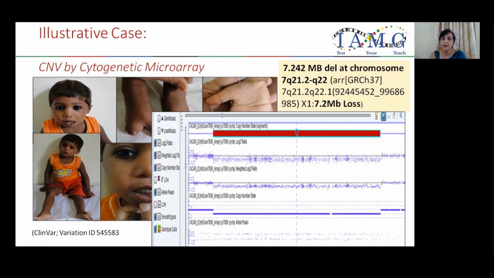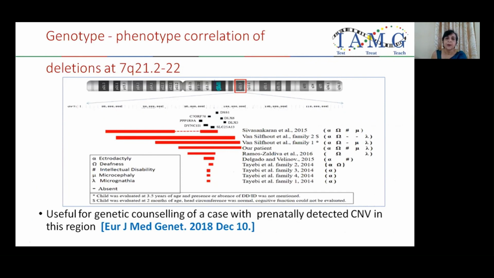Now, what more information do you get by microarray? You also get information about which genes are in this region. And also you can compare the deletions and their locations with other published reports. So these are the various cases published by different people on the same deleted region, and these are the genes present in this particular region.